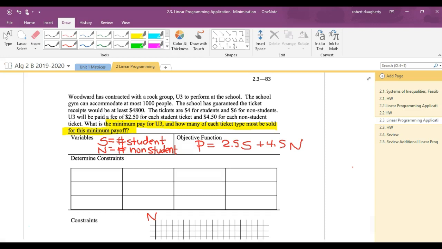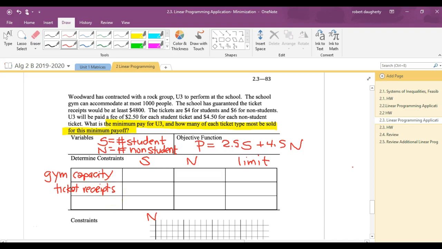Now I go to my constraints. When I look at this chart, I'm always consistent. This is going to be S. This is going to be N. Over here, there's some kind of limit. That's what I'm looking for. Now, what are the kinds of constraints that are there? The gym capacity. And what else? We've guaranteed the receipts, the money we take in, so the ticket receipts, and that should be it.